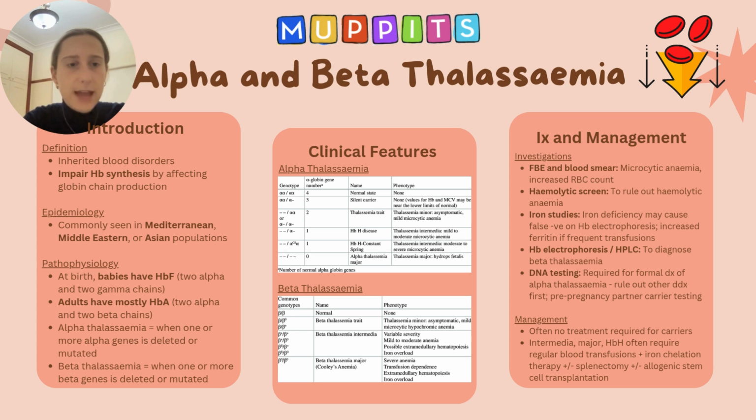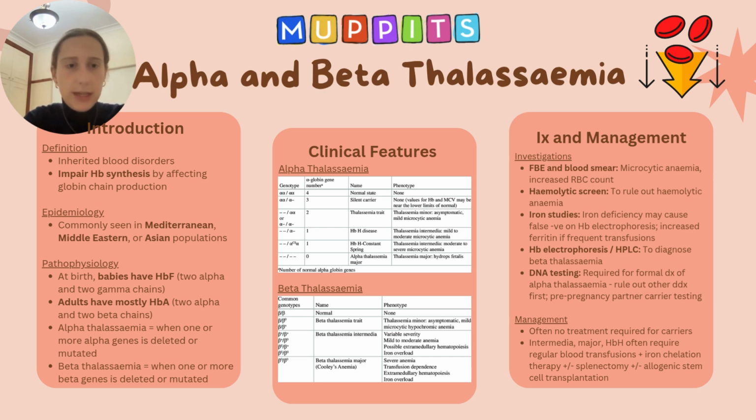In terms of the investigations, obviously an FBA and blood smear is going to show a microcytic anemic picture in terms of the MCV. You're going to have, I think that should say, an increased reticulocyte count, because there are going to be a lot more younger blood cells. You might do a hemolytic screen to rule out hemolytic anemia. Iron studies may also occur initially if you find a microcytic anemic picture, because obviously iron deficiency is going to be a lot more common.